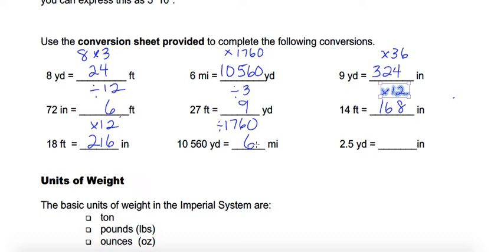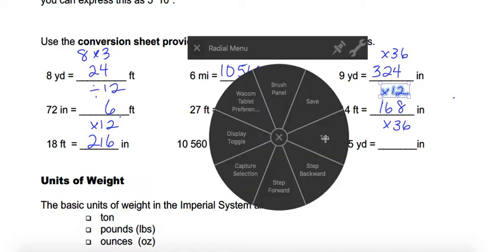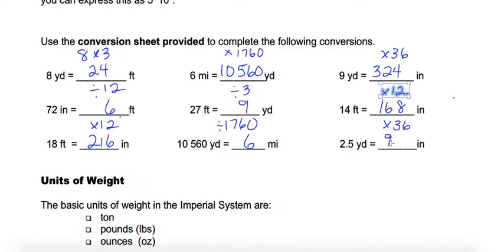And the last one that we're going to look at in terms of units of length is yards to inches. When I look at my conversion chart, we've done one similar to that, we multiply by 36. So 2.5 times 36 gives me a total of 90 inches. Using the conversion charts is an easy way to do those basic conversions within the imperial system.